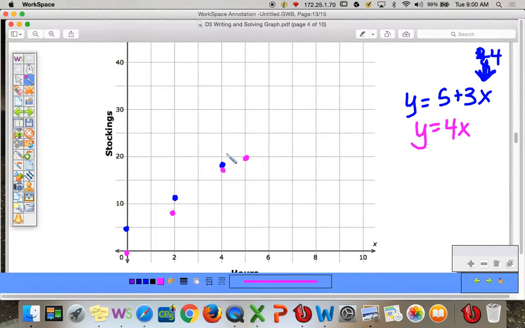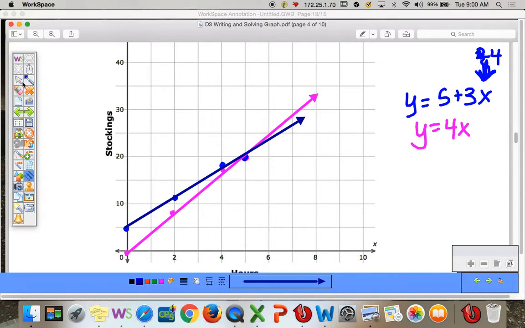Okay. And let's do 5 hours for Thea. 3 times 5 is 15. 15 plus 5 is 20. Okay, so this is when they're the same. So again, here's 1. And you can see where they cross. They cross at 20, at 5 hours.